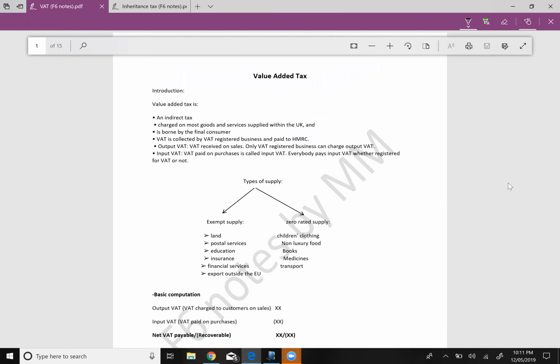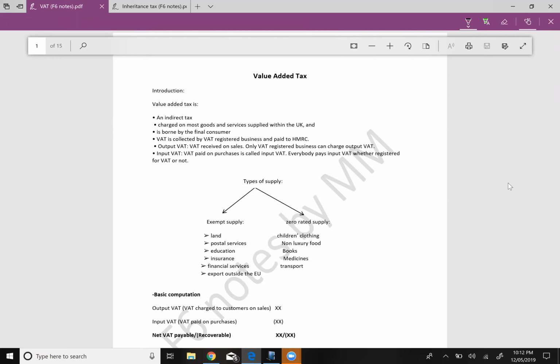Okay, now VAT is basically an indirect tax which will be paid by the final consumers. Yeah, it's a sales tax, right? Right, it is a sales tax. So basically, VAT is an indirect tax and it will be paid by the final consumers.